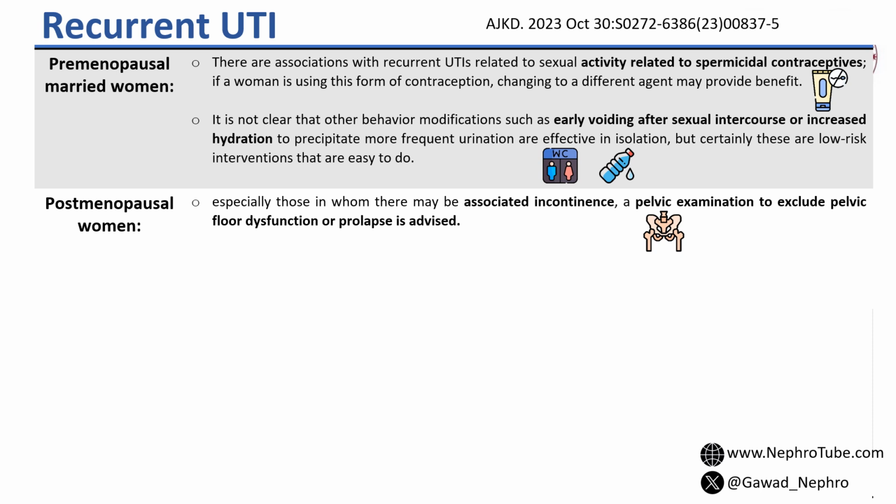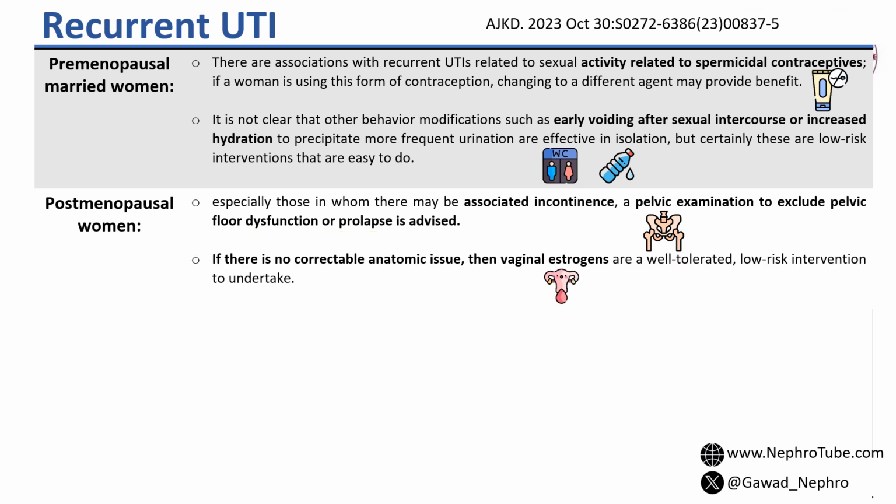The second category with recurrent UTI: postmenopausal women, especially if the patient has associated incontinence. You have to make a pelvic examination to exclude pelvic floor dysfunction or prolapse, because they may precipitate recurrent urinary tract infection. And if there is no correctable anatomical issue, the patient has no incontinence, the pelvic floor is good, and there is no prolapse, then it is advised to give vaginal estrogen.